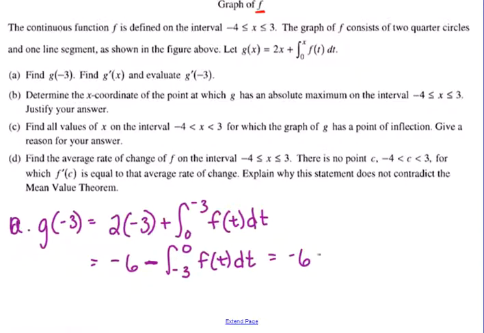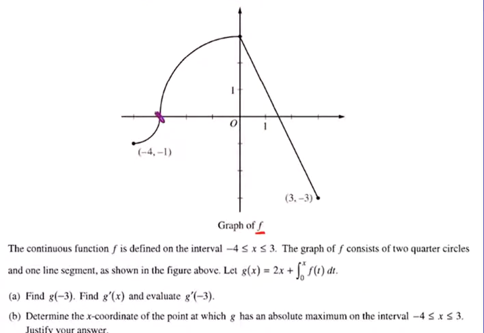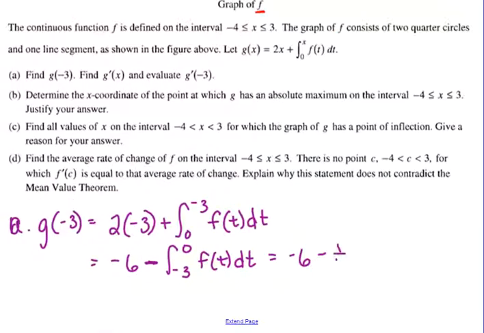So from -3 to 0, well, -3 is right here. So we're talking about this quarter circle. So we've got 1/4 pi r squared. This radius would be 3. So 1/4 pi r squared. So we would have -6 minus 9 pi over 4 for g of -3. So you get 1 point for that part. We're not finished with this one.